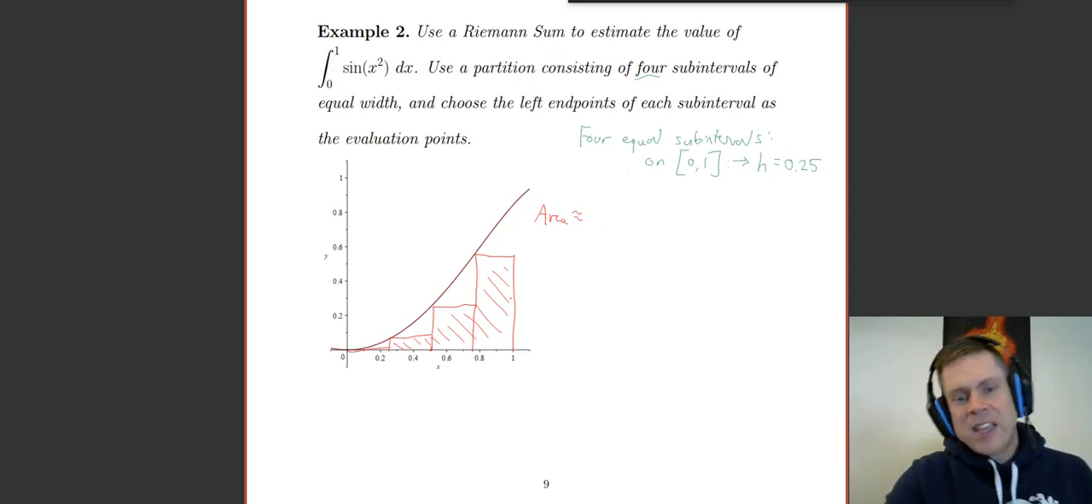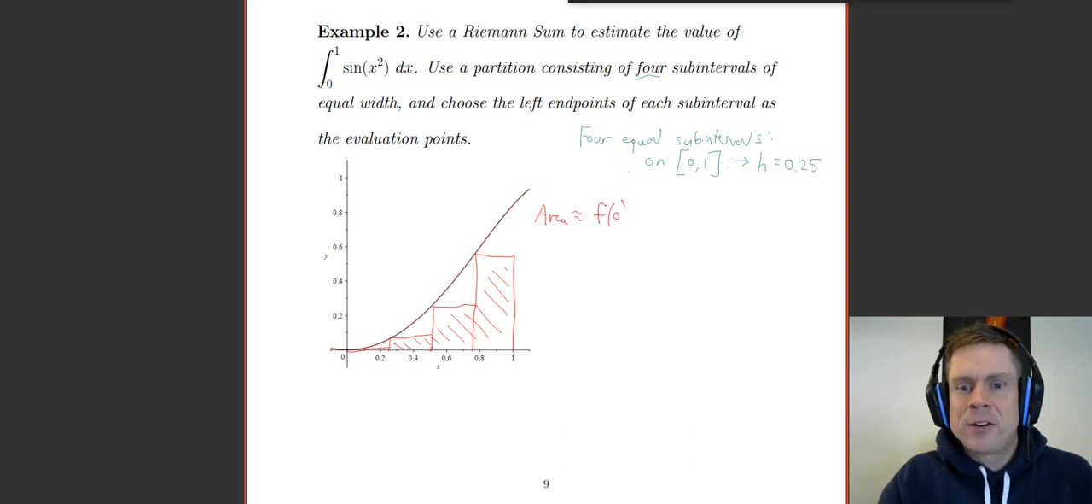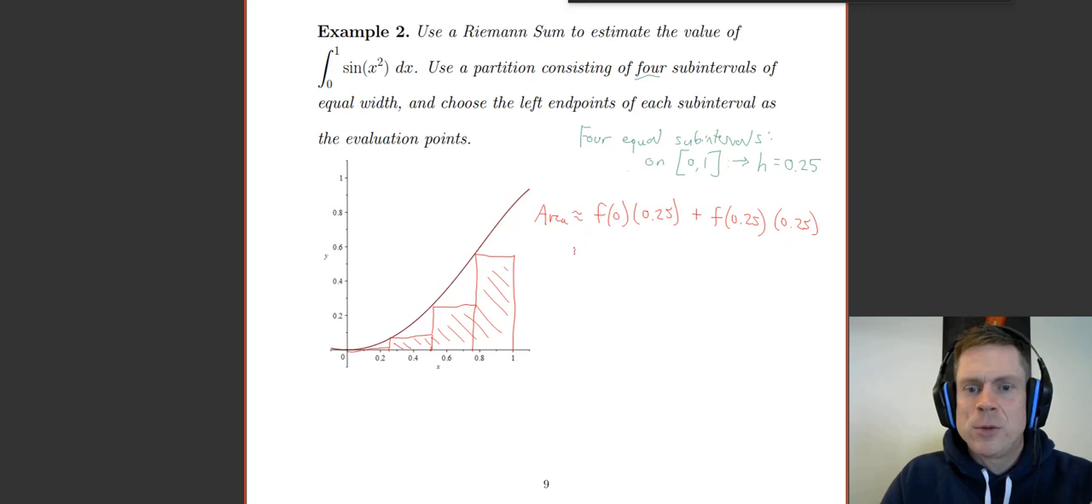So thinking about this, and especially with that picture in mind, don't be afraid to draw a picture if you ever need to, the area is going to be given by, well, f at 0 times the width of the interval, so that's the height, and then times the 0.25. And then I'm going to add f at 0.25 times 0.25. This is going to be the second rectangle. And then continue on plus f of 0.5 times 0.25. And then finally f of 0.75 times 0.25.